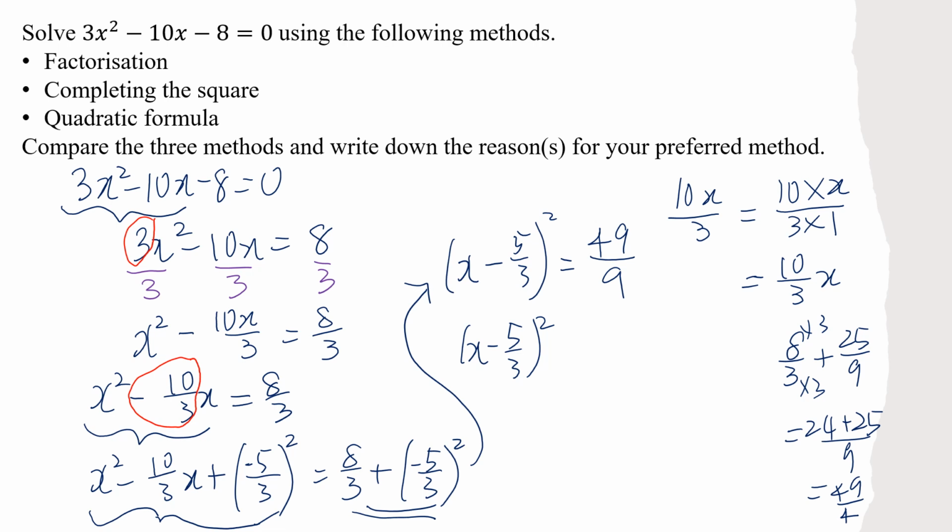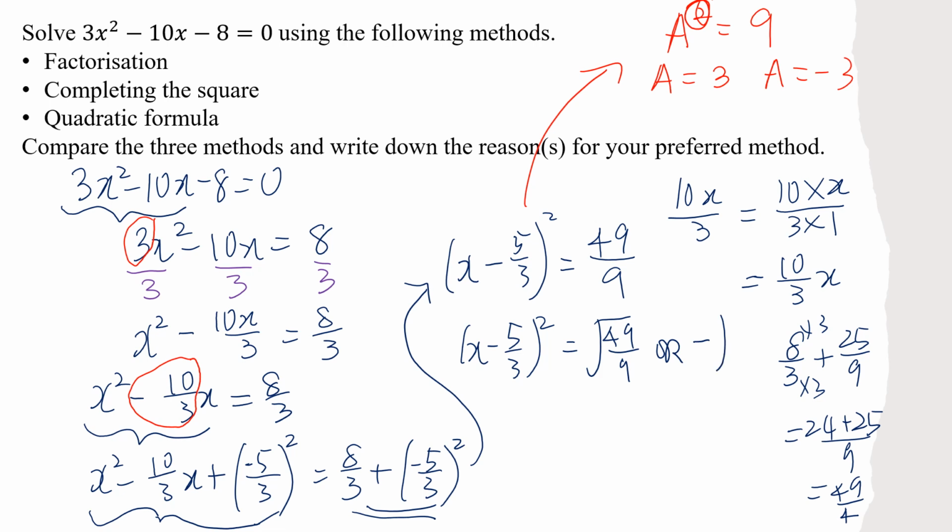Okay, just a recap. If you have forgotten, if I have a squared equals to 9, right? So the possible values of a can be 3, which is square root 9, positive, or it can also be negative 3, right? Because negative 3 times negative 3 also gives you 9. So if you have an even power here, it is possible to get two answers. So I can have 49 over 9 or negative.